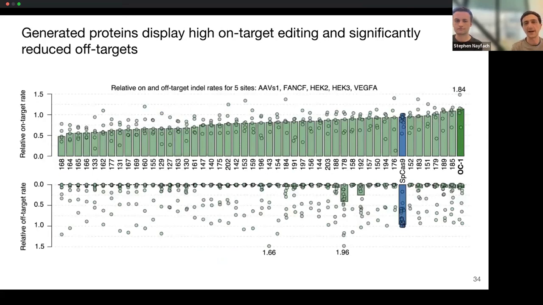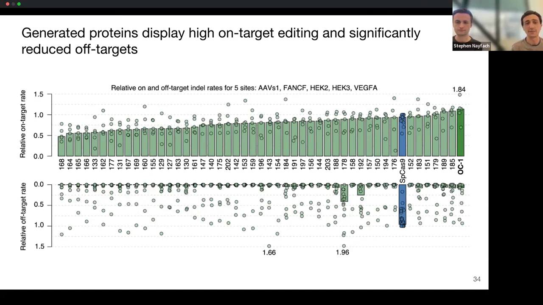Going back to the experimental overview that I shared previously, in this figure, each bar is a different protein. The green bars are each of 48 proteins that showed some level of activity in the first experiment that we shared. So the green bars are these generated proteins that we knew were going to be active, and the blue bar is SP-Cas9.